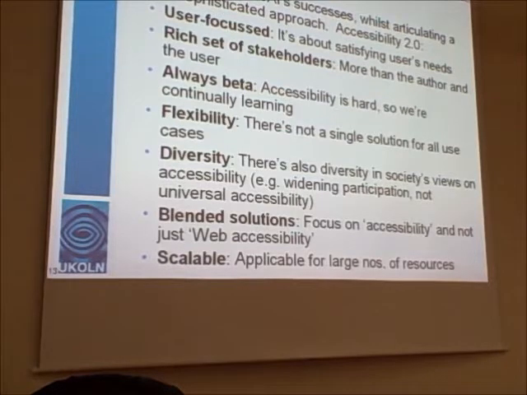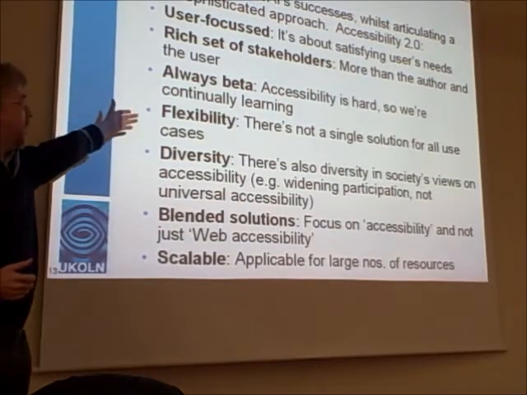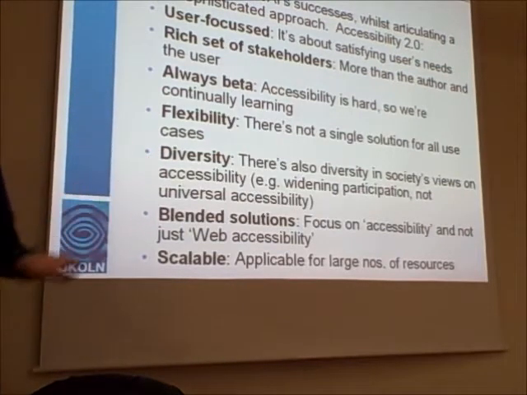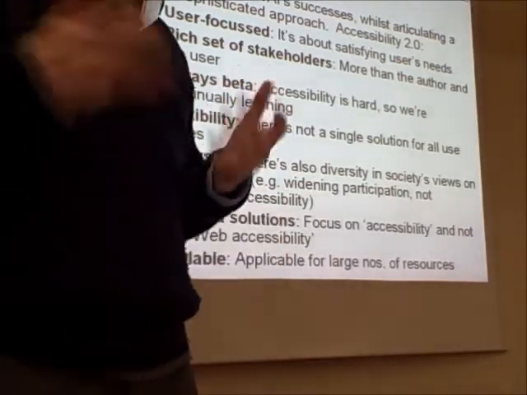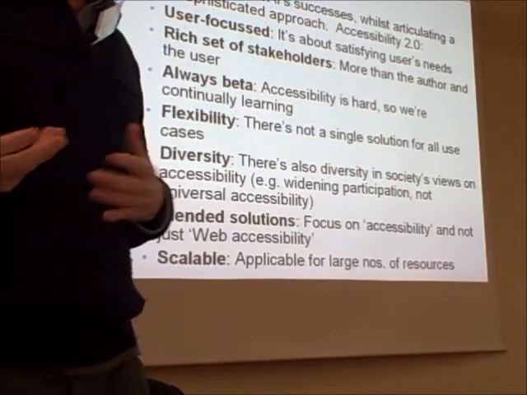We don't even know what accessibility is. There are lots of different definitions of accessibility. So we're saying it's hard, there's not a single solution. We need to be flexible. We need to support a diversity of approaches to addressing accessibility issues, and that diversity might also include real-world issues.